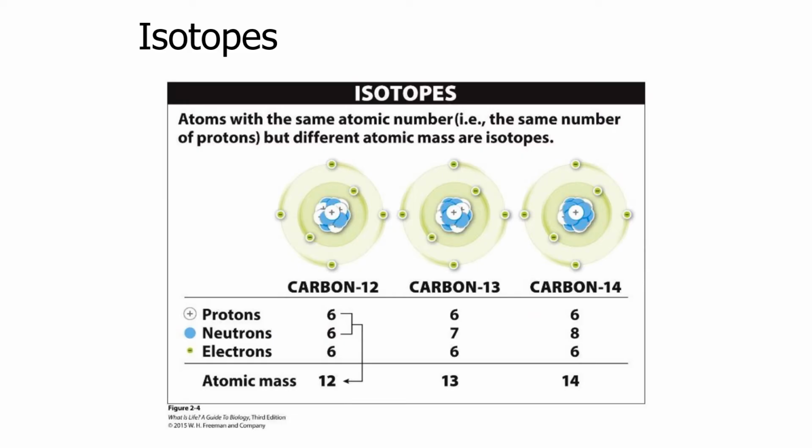Now, we have what's known as isotopes. When we talk about isotopes, we are talking about atoms that have the same atomic number, but what's different about them is their atomic mass. So their atomic mass is different. Let's go ahead and take a look at an example.